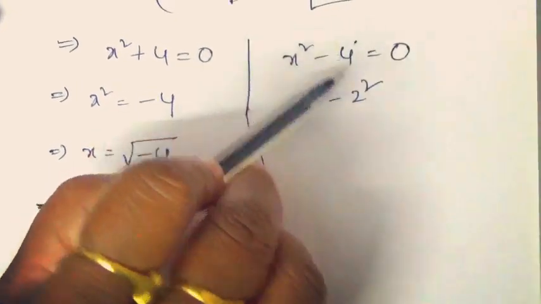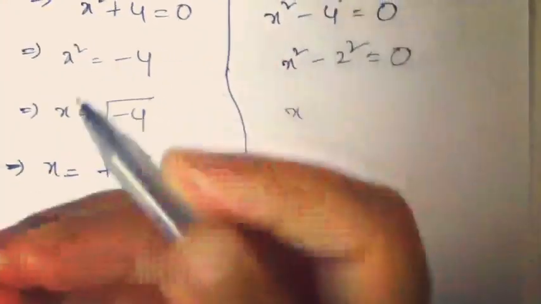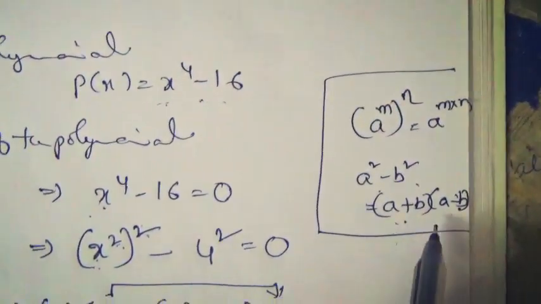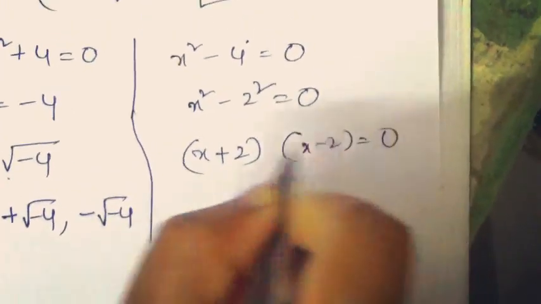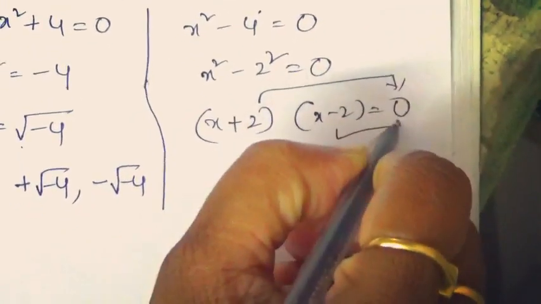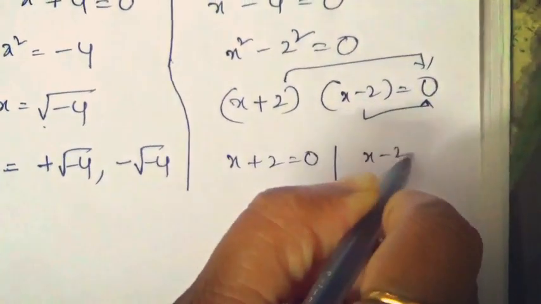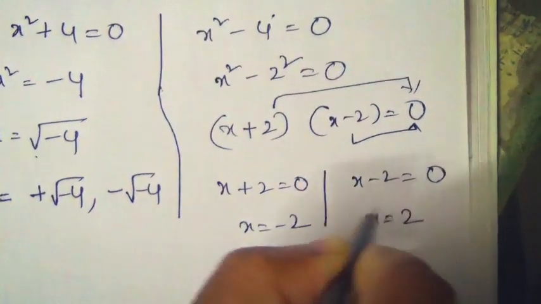Here, x square minus 2 square. You just write this 4 as 2 square, that is equal to 0. So it is again in the form of a plus b into a minus b. A square minus b square is a plus b into a minus b. So it converts into x plus 2, x minus 2 is equal to 0. We just equate again with the 0. Then it becomes x plus 2 is equal to 0 and x minus 2 is equal to 0. x is equal to minus 2, x is equal to plus 2.